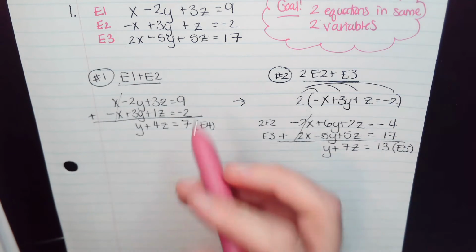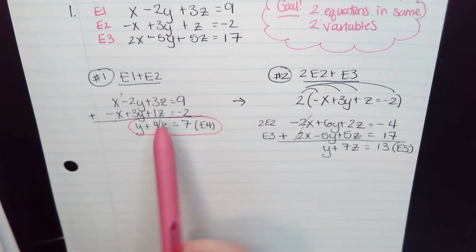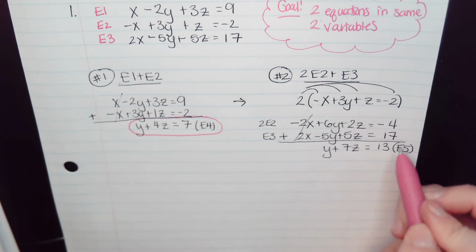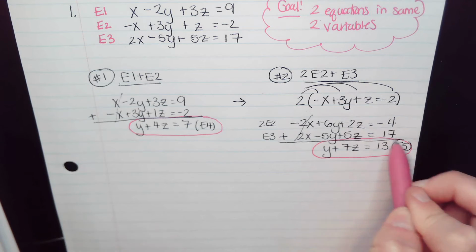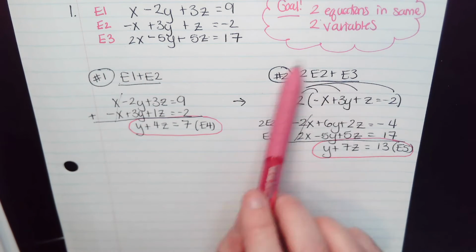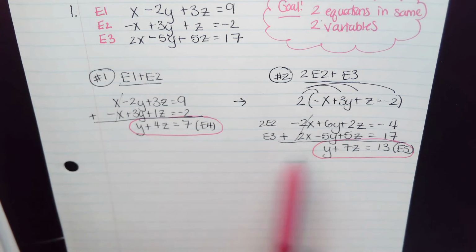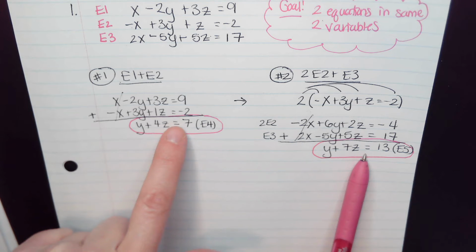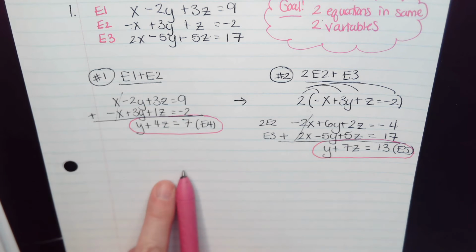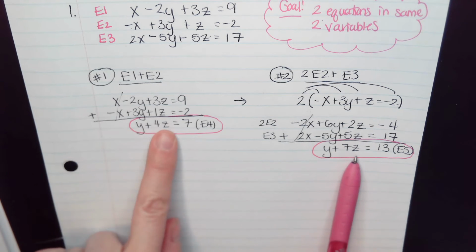So now I've got this equation, which I got from equation 1 and 2, is in variables y and z. And this equation, which came from equations 2 and 3, so a different pair of equations, is also in just y and z. So now I'm going to take these two equations and I'm going to either eliminate the y or the z from them. So which would be easier, to eliminate the y or the z?